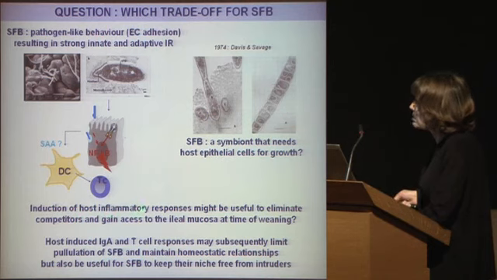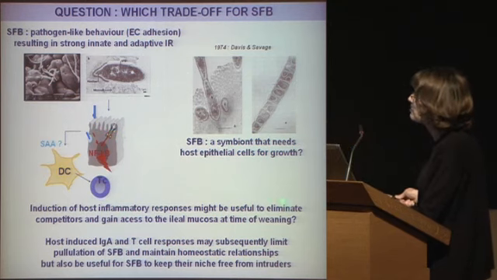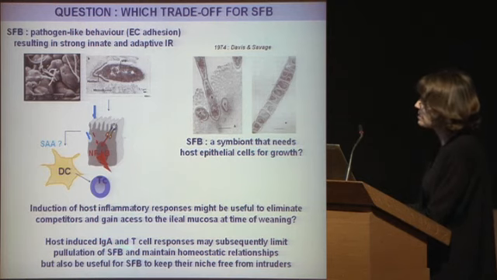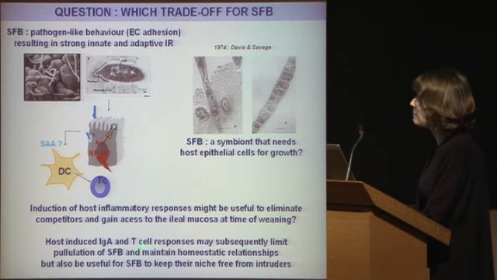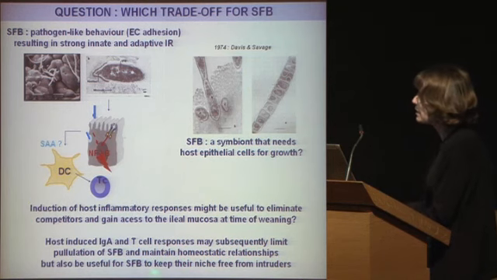And the induction of the host inflammatory response finally may not only be obligatory, but perhaps may be useful to eliminate competitors and gain access to the ileal mucosa at the time of weaning, something which has been described for Salmonella. And subsequently, the host-induced Th17 cell response may be useful to limit SFB and maintain homeostatic relationships with the host, but somehow it may also be useful for SFB to keep its niche free from intruders.